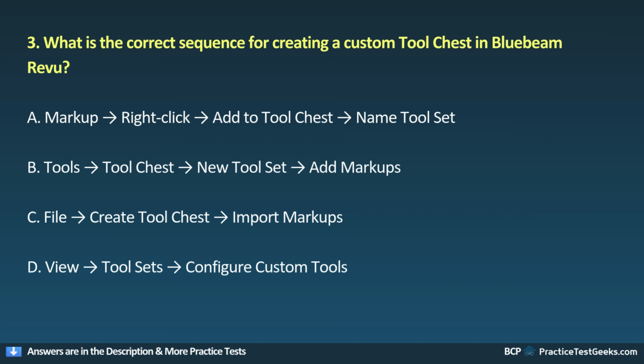3. What is the correct sequence for creating a custom tool chest in Bluebeam Revu? A. Markup, right-click, Add to Tool Chest, Name Tool Set. B. Tools, Tool Chest, New Tool Set, Add Markups. C. File, Create Tool Chest, Import Markups. D. View, Tool Sets, Configure Custom Tools.